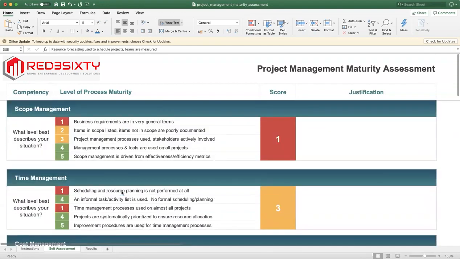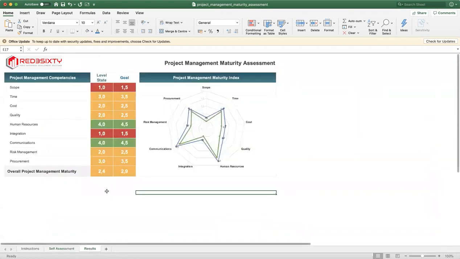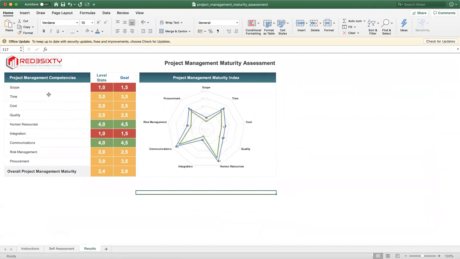So again, enabling you to score and rate the project management maturity across the entire business, but then also being able to look at scope, time, cost, quality, human resources, integration, communication, risk management, and procurement as to what is the current level. If we look at that stated within green, and then what is the goal level on where we need to help improve the business.